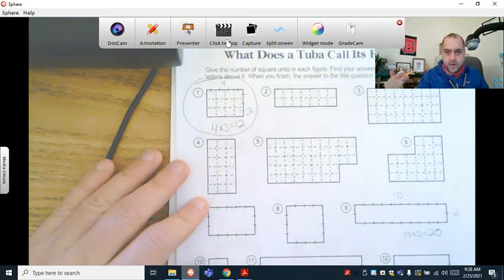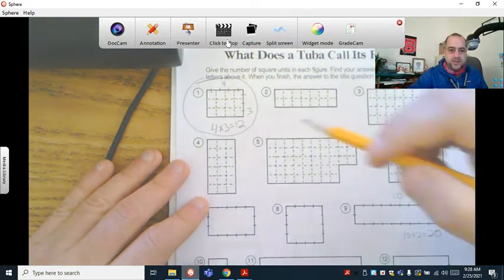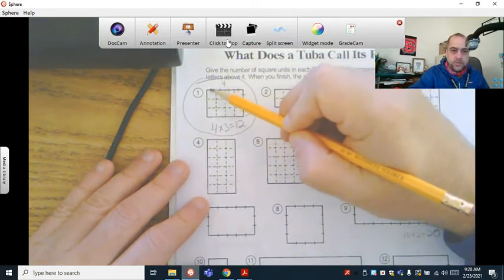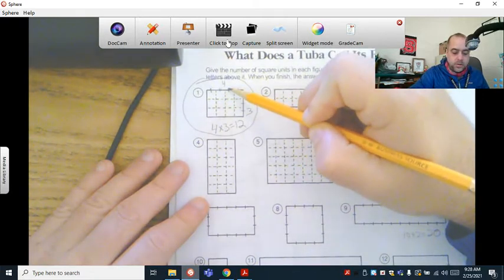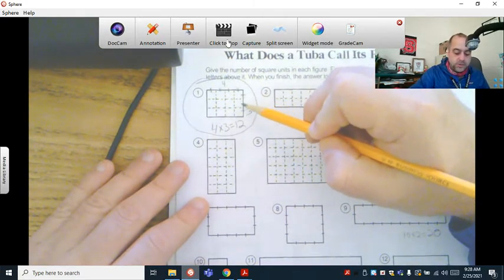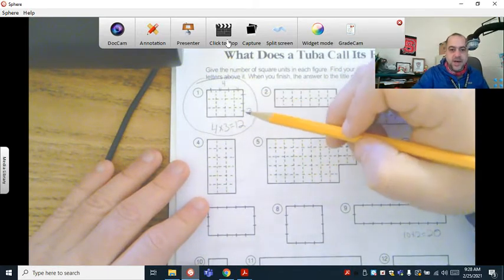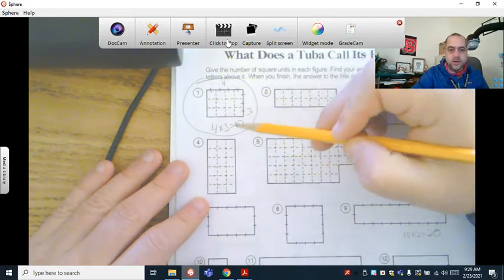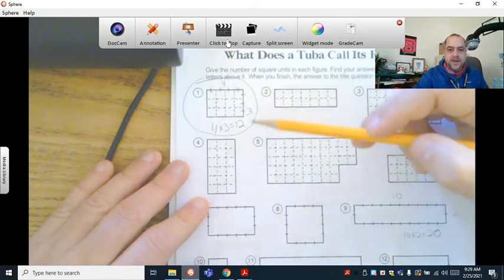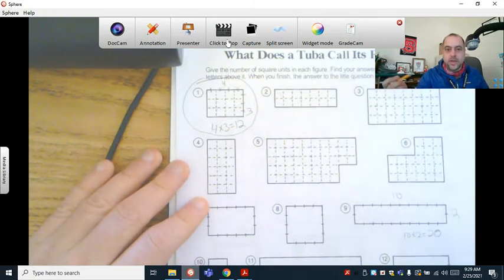You would be right. But it's way easier to just say there's one here, one here, one here, one here. That's 4 on the top, and 1, 2, 3 on the side. And we know it's length times width, or base times height, so it's just 4 times 3 is 12. I mean, imagine if there was 100 squares. You wouldn't want to count them all, would you?